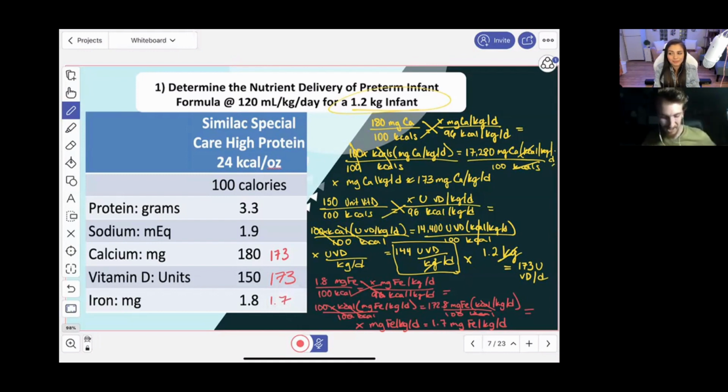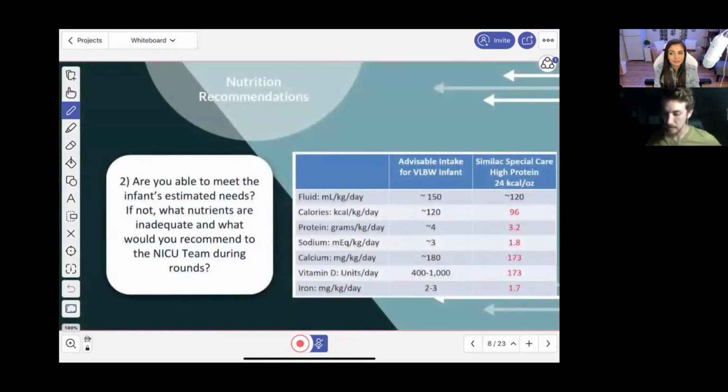So now that we found all of those values, let's go ahead and compare them to the advisable intake. So that's what our number 2 is. Let's see which nutrients we're okay in, which nutrients we're lacking in. We started off with our volume at 120 and our advisable intake is normally around 150 for a very low birth weight infant. So right off the bat, we know we're very low. And our calories are definitely low.